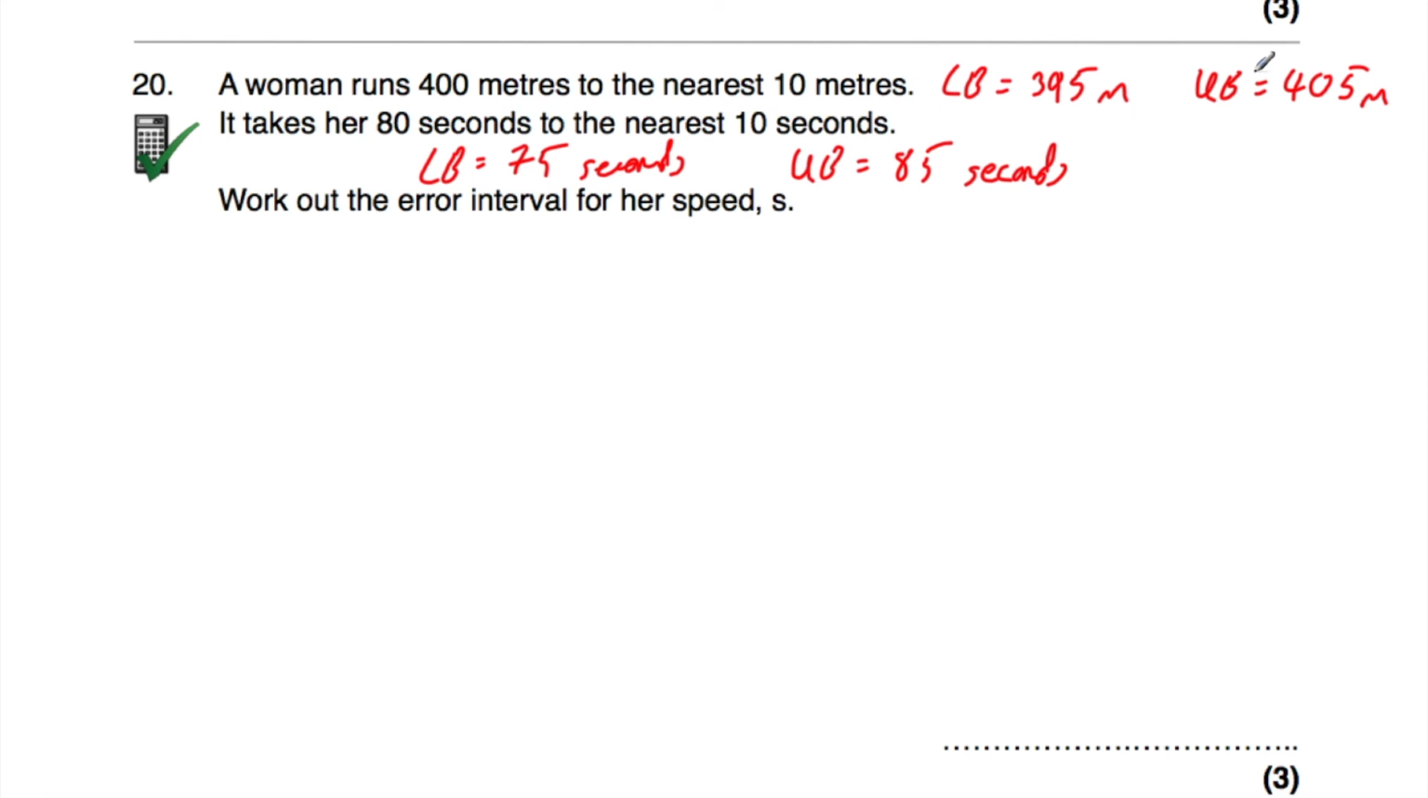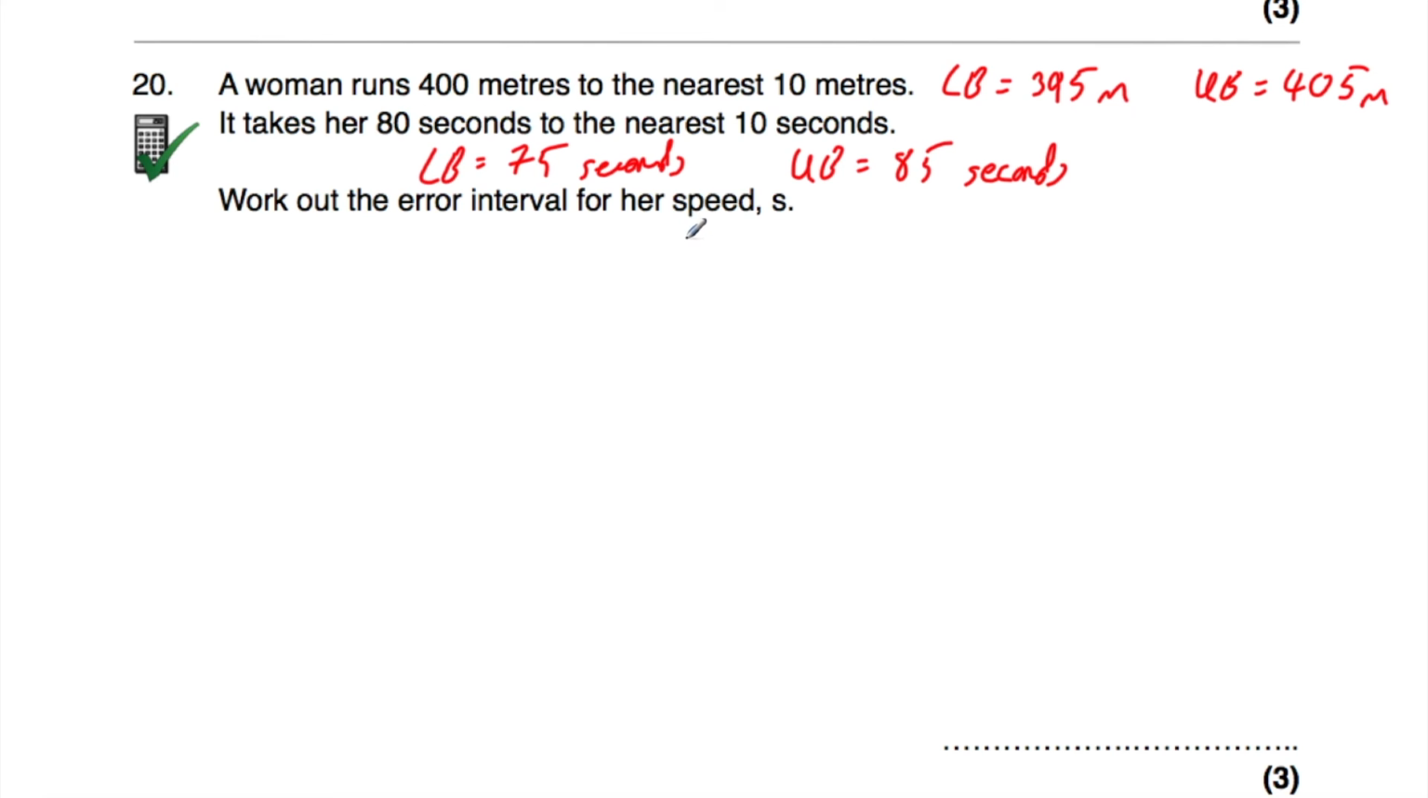So that's the lower bound and upper bound for the distance ran, and that's the upper bound and the lower bound for the time taken. And we've been asked to work out the error interval for her speed s. So what we need to do is for her speed, find the lowest possible speed, the lower bound for the speed, and we need to find the upper bound for the speed.